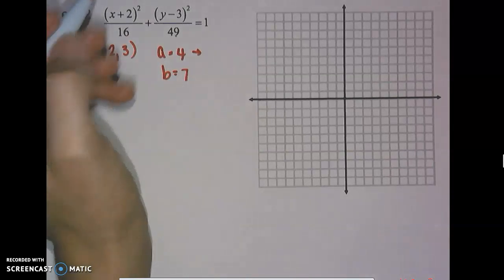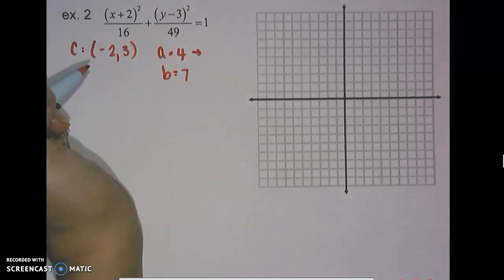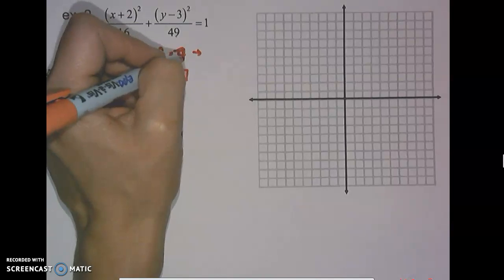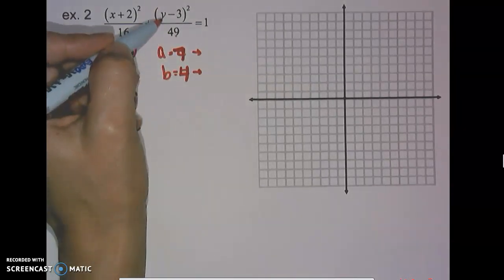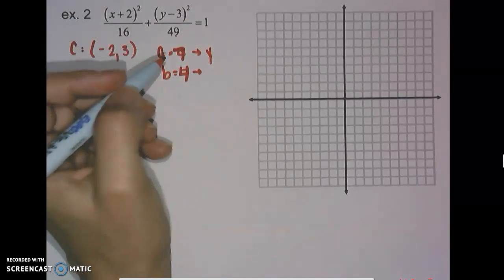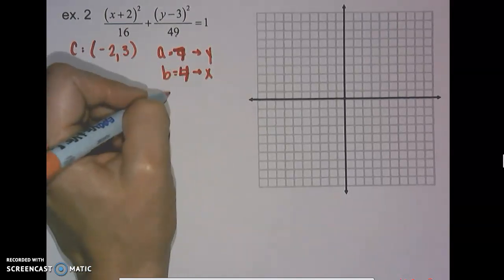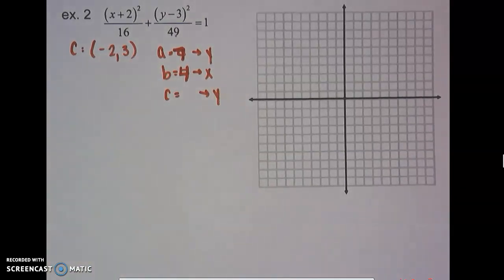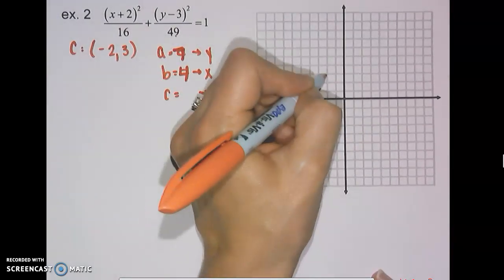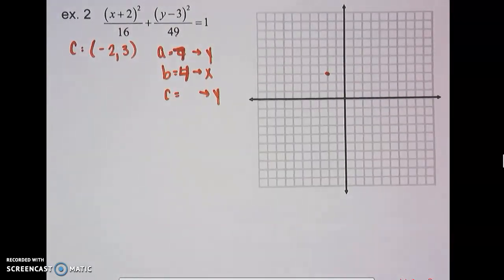This time, time out, what do we know? I just said A is always bigger. So A is 7, and B is 4. Since the 49 is under the Y's, A is associated with Y, and B is associated with X. That means that C is going to be associated with the Y's. All right, let's plot that. -2, +3, there's our center.